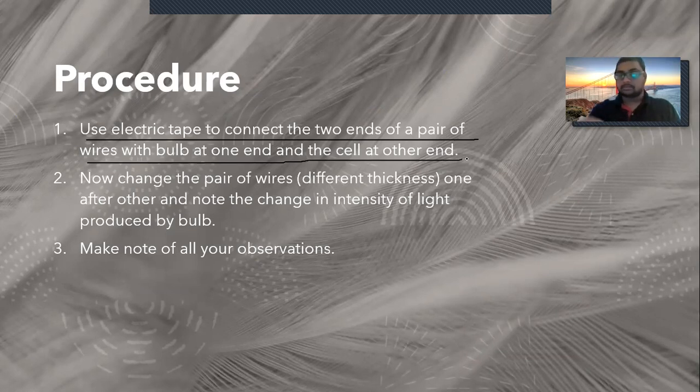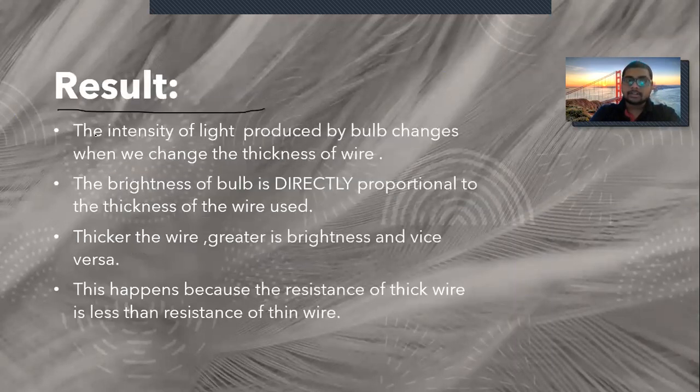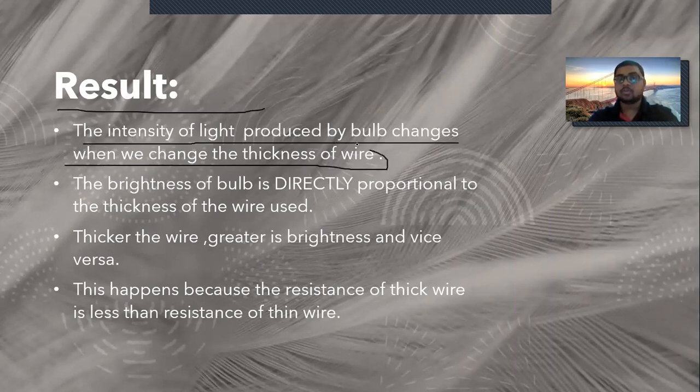You attach the wires to the bulb, and you attach the battery and make the bulb glow. Okay, after glowing, now you change the pair of wires with different thickness. Okay, with different thickness of wires, you change it. What will happen now? What do you think? Let us see. So, result. What is the result? The intensity of light produced by a bulb changes when we change the thickness of wire. So, as we change the thickness of the wire, the brightness of the bulb will increase or decrease. How is that so?